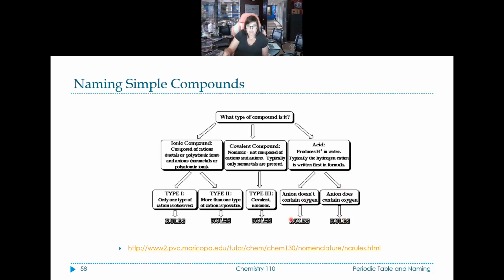Okay, so this is a table of how I like to think about it when I need to name something. Is it ionic? Is it molecular? Is it an acid? And then there are rules that I know for each of those things. So that helps me. If it doesn't help you, ignore it. And I hope it doesn't confuse you.